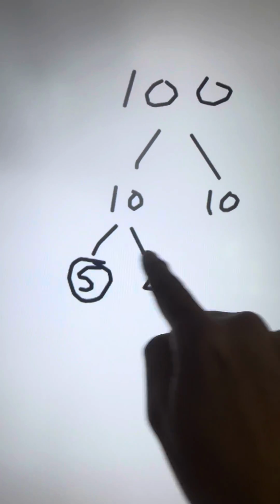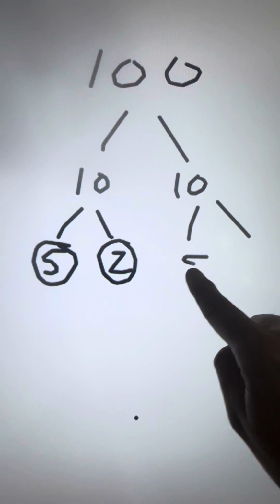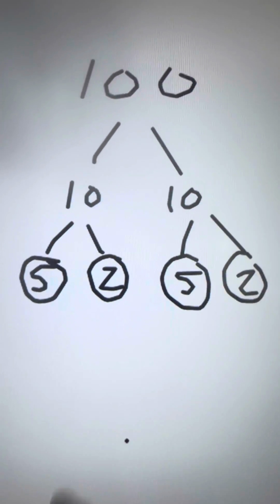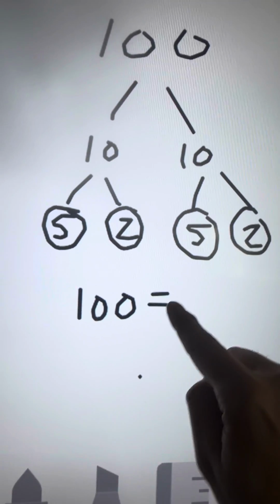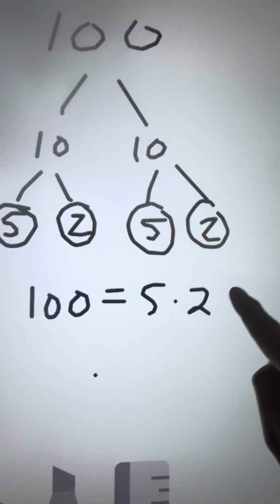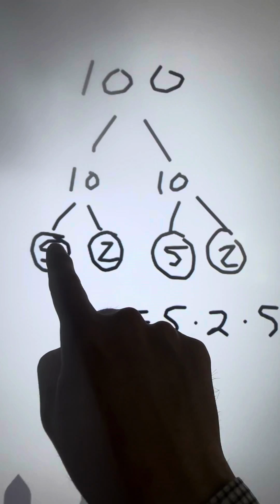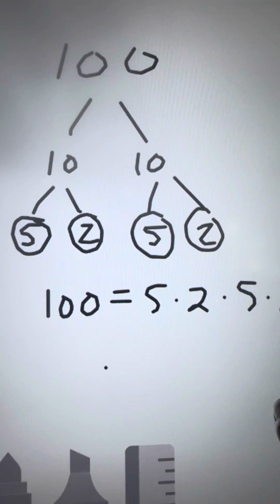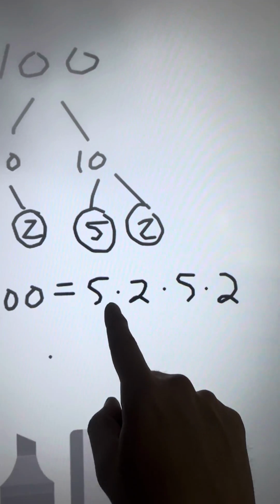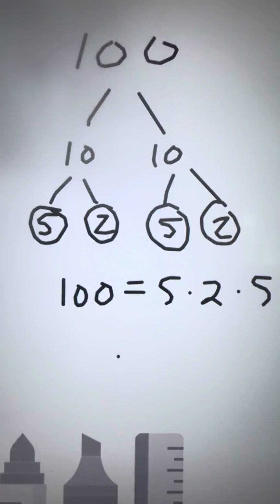So I'm going to circle each of these because these are both prime numbers, and this is basically the same exact thing. So 5 times 2 again. And now for organization, I could just rewrite it as 100 equals 5 times 2 times 5 times 2. So basically all the numbers that you circled that are prime numbers are going to be written out this way. And you could always double check your work. If you multiply these all together, you should get back 100 if you did it correctly.